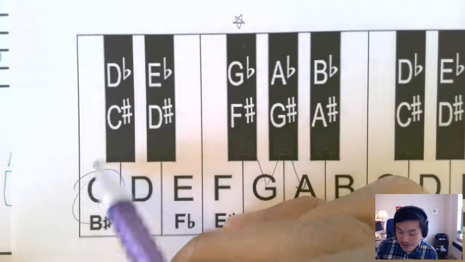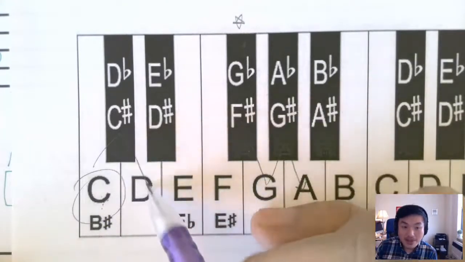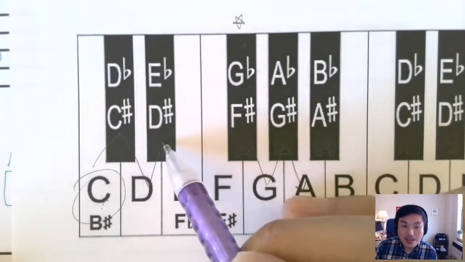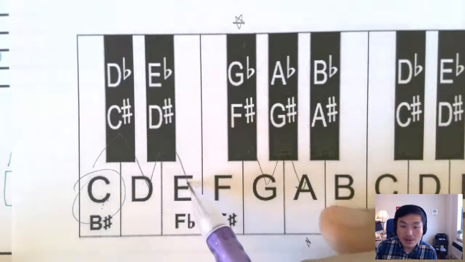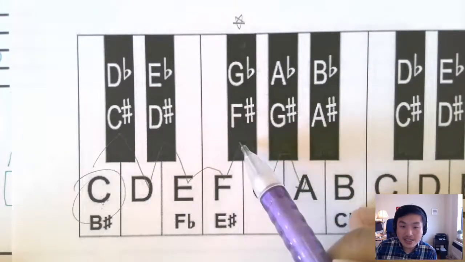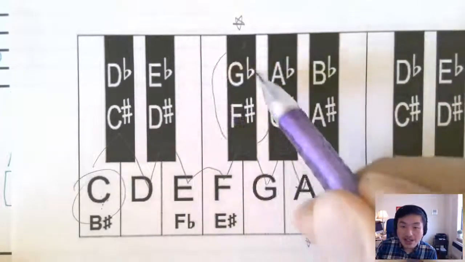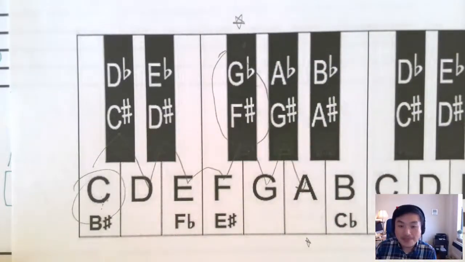Okay, so then you're going to C sharp, 1 half step, D, 2 half steps, D sharp, 3 half steps, 4, 5, and 6. So we arrive at this note. Okay, we know it's going to be either an F sharp or a G flat.